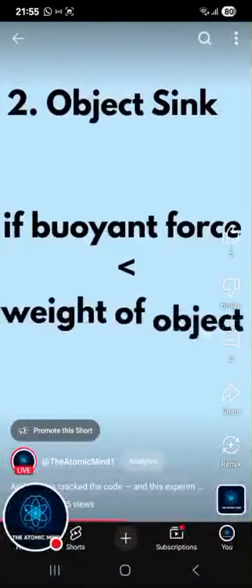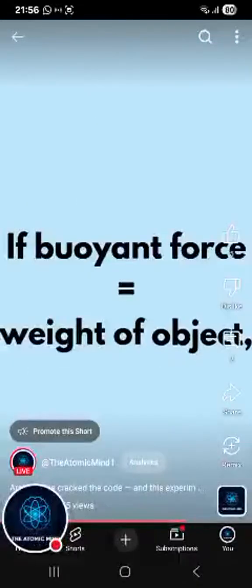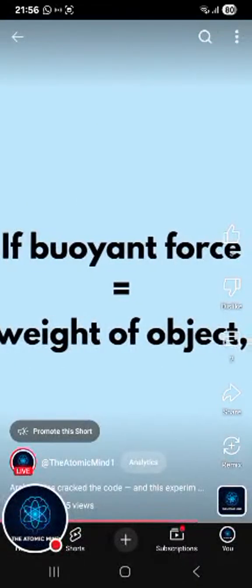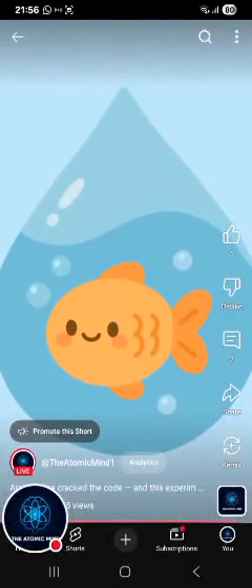Number two condition is object sinks. If the buoyant force is less than the weight of the object, it sinks. Means if the force applied by water is less than the weight of the object, then obviously the object will sink in the water. A stone sinks because its weight is greater than the upward push of water. Number three condition is object stays suspended. If the buoyant force is equal to the weight of the object, it does not rise or fall, but it stays in the middle of the water. Example, a fish can stay at one depth by adjusting its swim bladder.